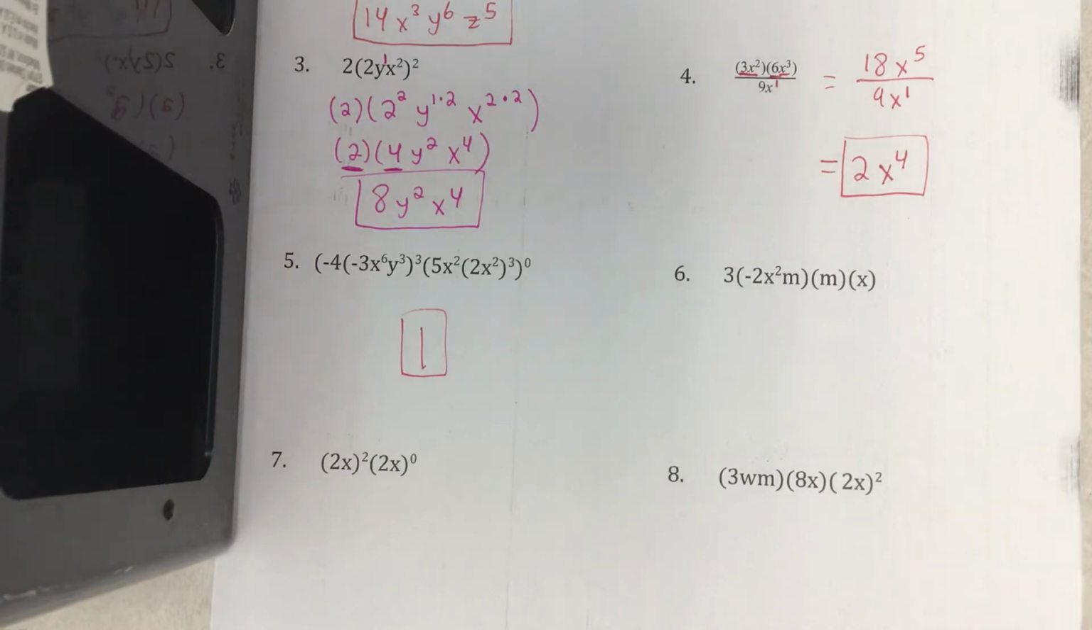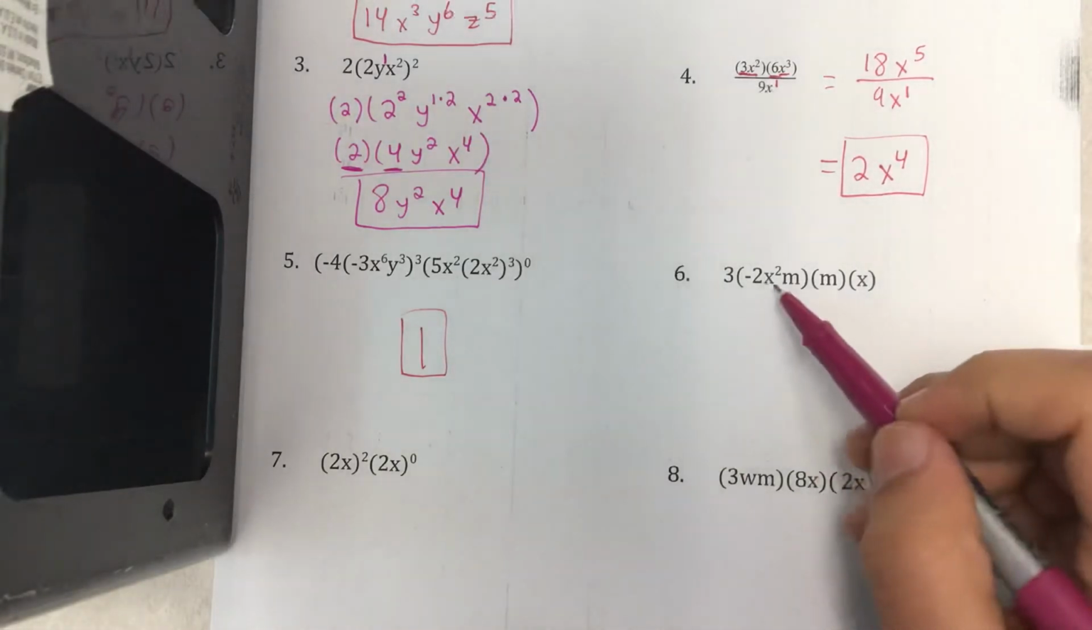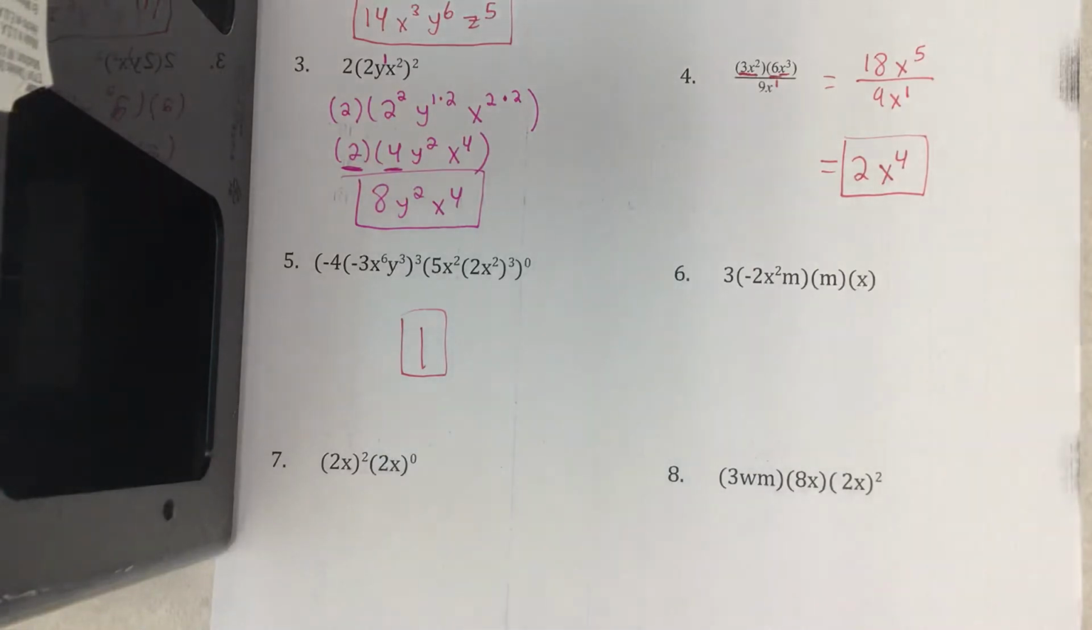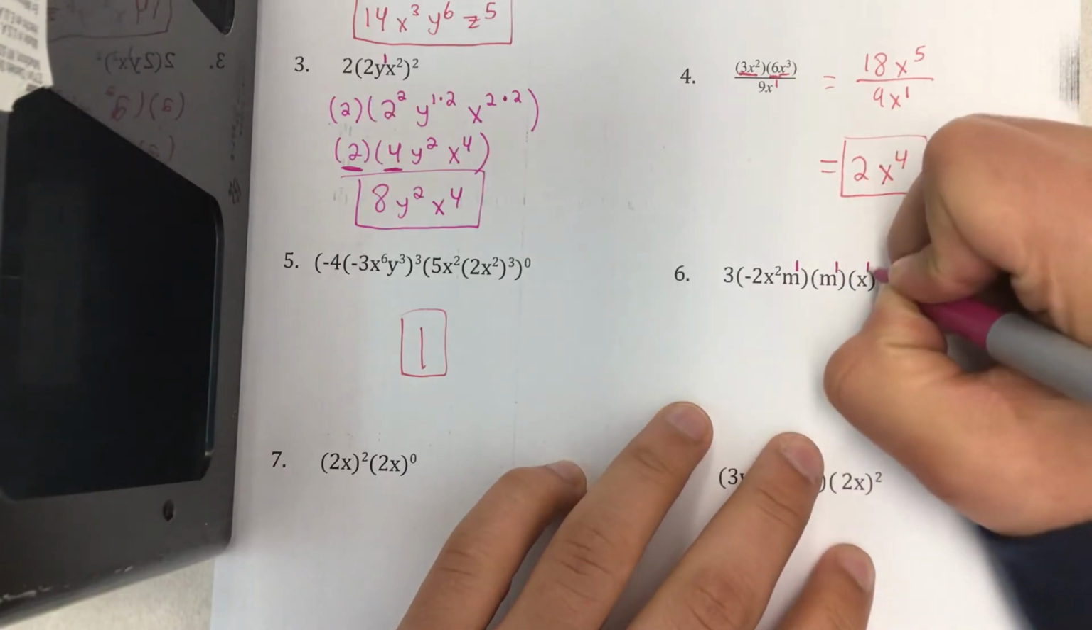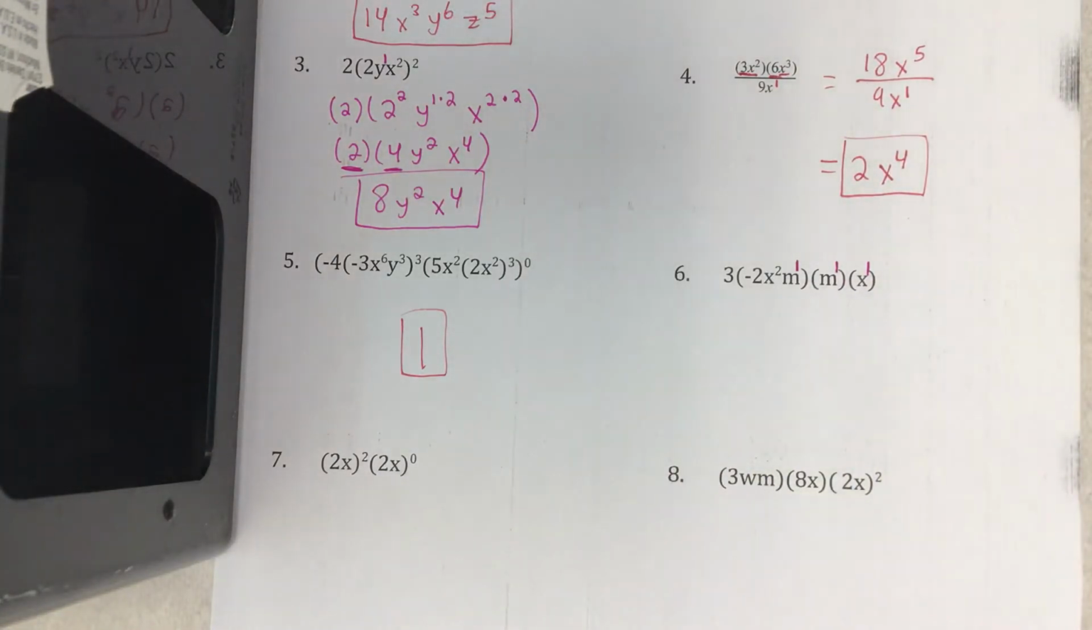6, okay? So 6, I have 3 times -2x times m times x, okay? So here, I have a lot of 1s that I need to fill in, okay? I gotta fill in those 1s everywhere I have a single variable, okay? Now, if I look, right, I don't have any exponents on the outside of the parentheses, so there's no power to power rule, okay? I don't have any zeros, so there's no 0 rule, and I don't have a fraction bar, so it can't be a quotient rule. So all this is a product rule.